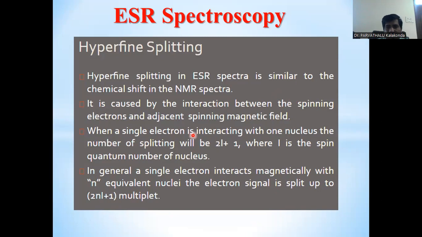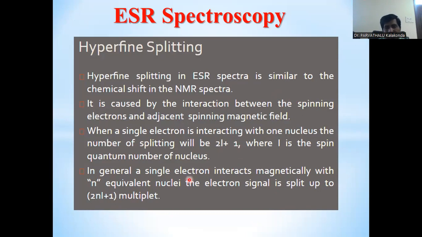So when a single electron interacts with one nucleus, the number of splittings will be 2I plus 1. How many splittings? You have to keep this in mind. Suppose I is the spin quantum number. If I is half, 2I plus 1 gives 2 levels, plus half and minus half. So you should keep that in mind.